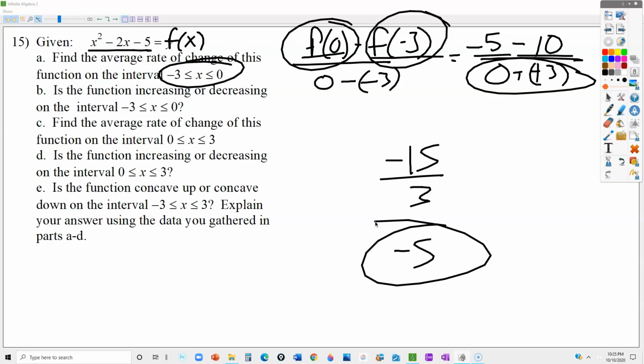Now the next question, is the function increasing or decreasing on that interval? Well, since it's a negative number, it must be decreasing. When your slope or your average rate of change is negative, your function is decreasing. If it were positive, I would say that it's increasing. All right.